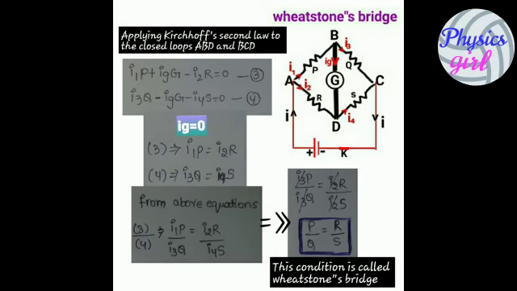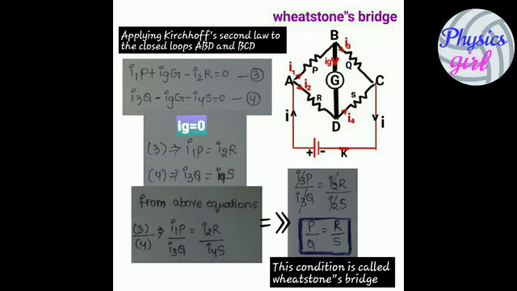Now applying Kirchhoff's second law to the closed loops ABD and BCD. Kirchhoff's second law: in any closed circuit, the algebraic sum of the potential differences is equal to 0. This law is also called the loop law. Now we are applying Kirchhoff's second law to the closed loop ABD. Current I1 passes in clockwise direction with resistor P, that is I1P.